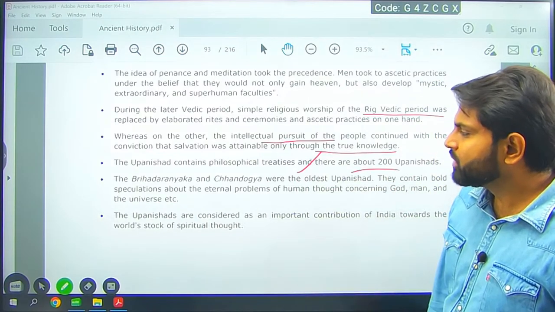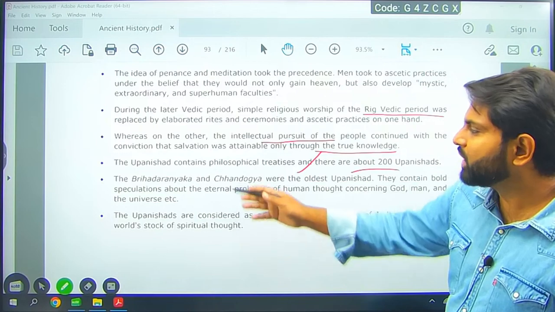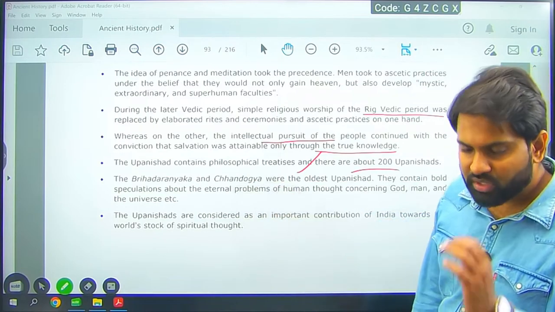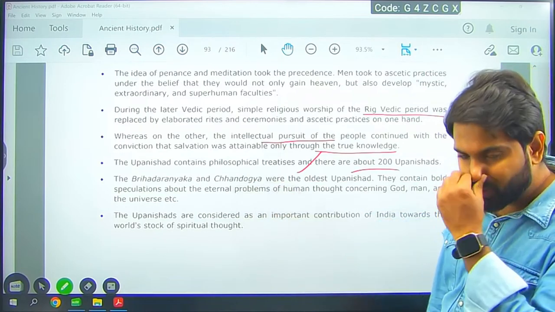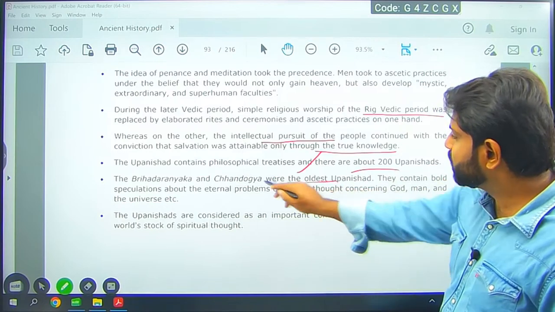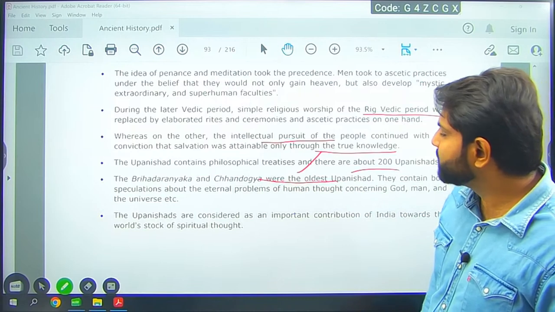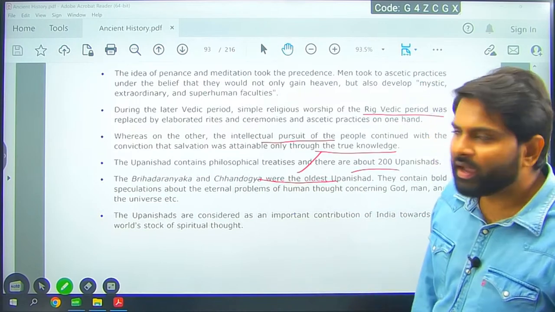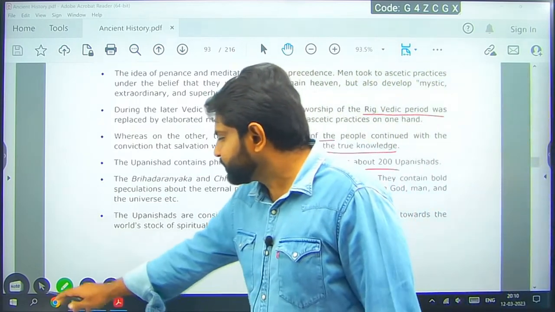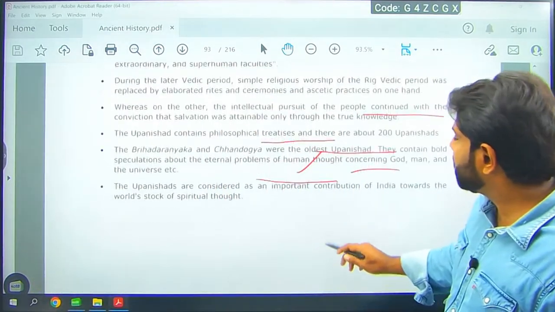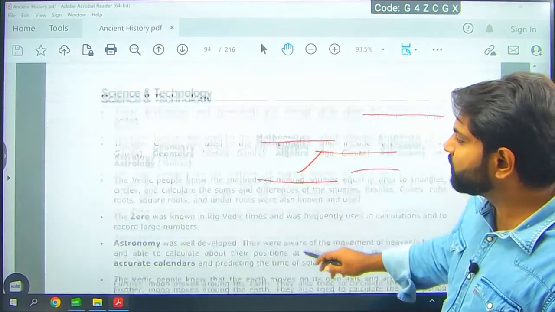As we spoke, Brihadaranyaka Upanishad, Chandogya Upanishad, Isha Upanishad, Prashna Upanishad, many we saw. These are the two oldest Upanishads. This contained bold speculations about eternal problems of human thought concerning God, man, soul, universe, etc. Upanishads are considered an important contribution towards the world stock of knowledge even now.